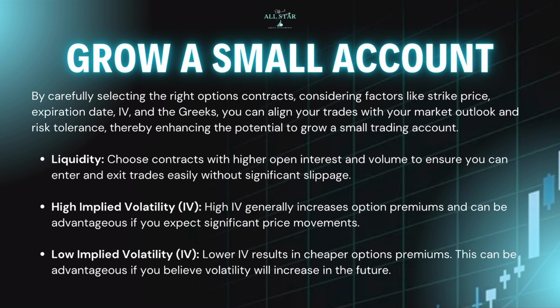And that goes hand in hand with implied volatility. High implied volatility typically raises the cost of premiums, and this is beneficial for growing a small trading account if you expect high price movements, whereas low implied volatility results in inexpensive premiums, and buying these contracts is usually only advantageous if you anticipate the volatility to increase in the future. Meaning, if you're swing trading and your game plan is to profit off the projected price motion of a stock, presumably this can play in your favor.